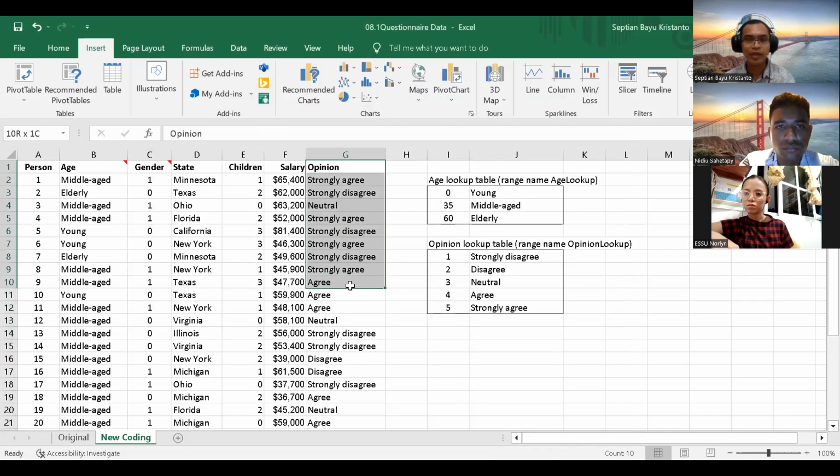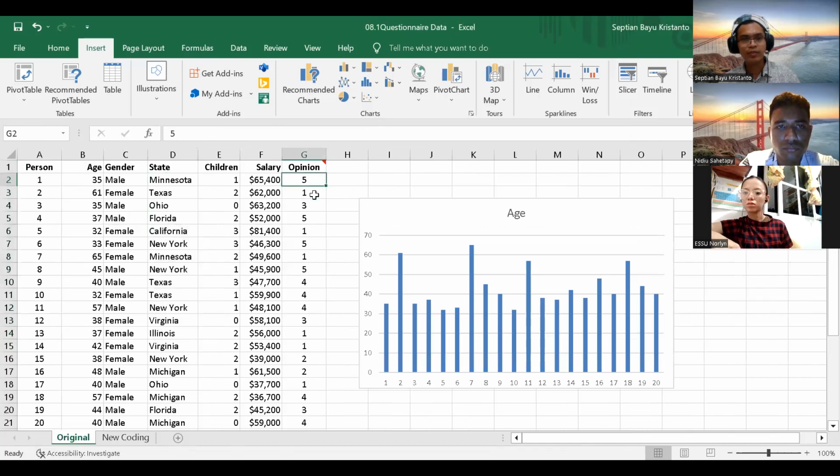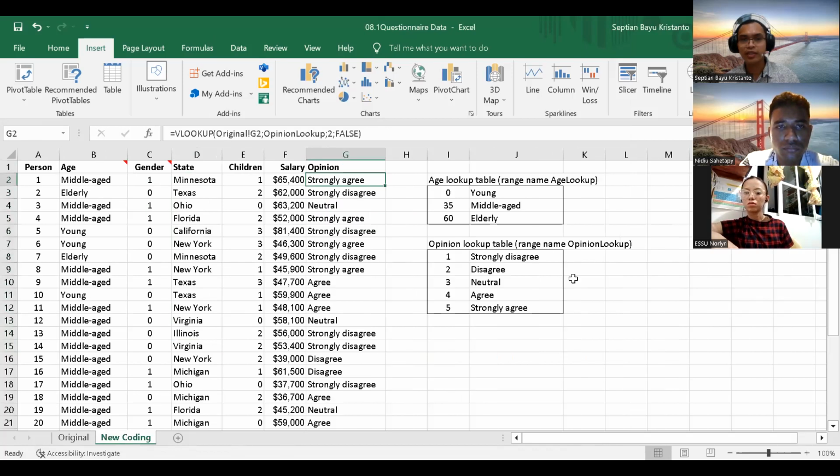And this opinion is also like that, we have the opinion lookup, one or two. You can make the original data like this one. The opinion is actually in the numbers 1, 5, 1, 3, 5, and we need new coding here, and you can use VLOOKUP.